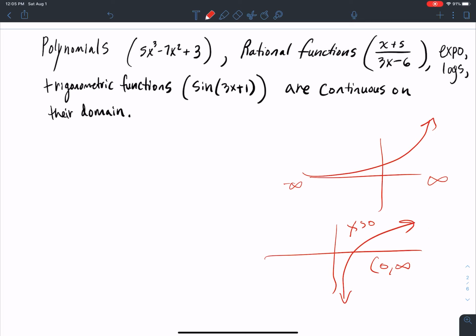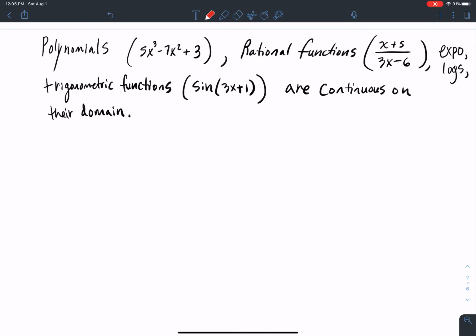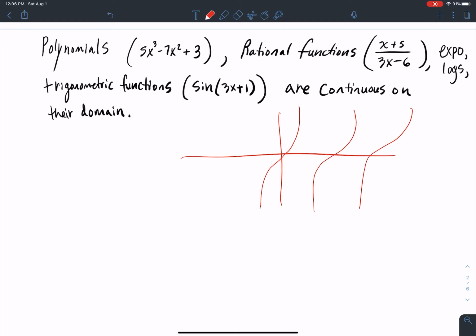Now, trig functions. There are 6 different trig functions: sine, cosine, tangent, and then the reciprocal functions, cosecant, secant, and cotangent. Sine and cosine are continuous for all real numbers. But then you have things like tangent, which is a periodic function, and so periodically you see vertical asymptotes, so they're not continuous everywhere, but they are continuous where they're defined, on their domain. Okay.